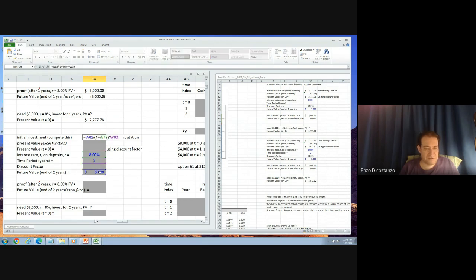We had the 2-year math on this already. So this is 3,000 divided by 1 plus 8% to the second power. So instead of needing 2,777, you only need 2,572. So you need maybe 80% of the capital.